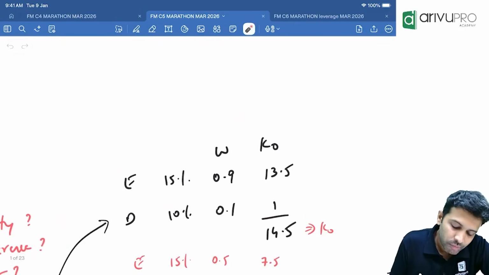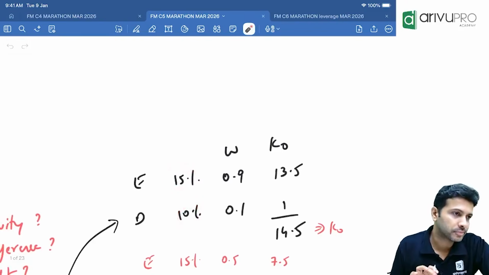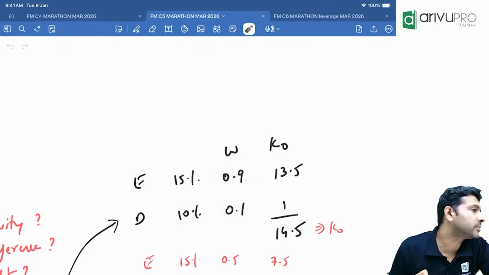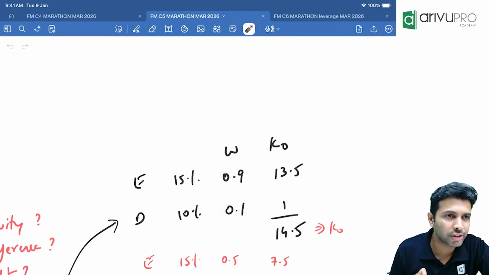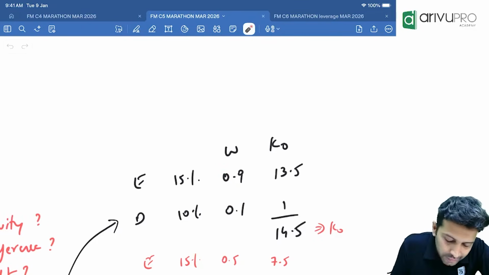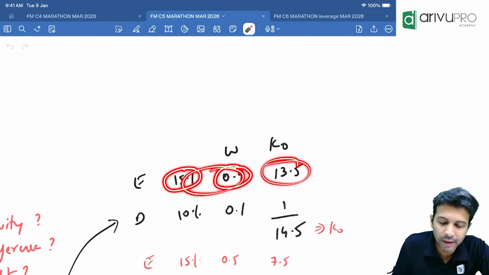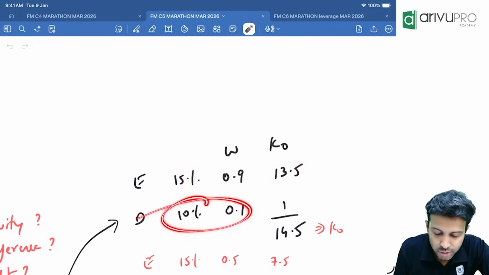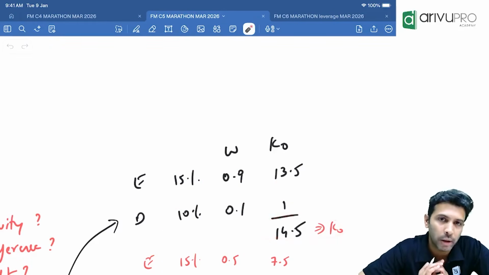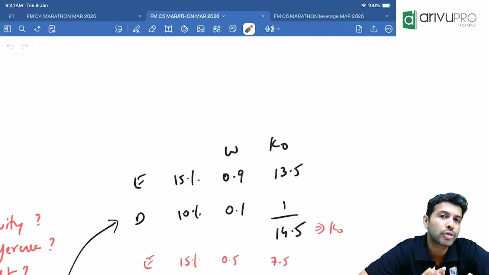Let's say cost of equity is 15%, cost of debt is 10%. Weightage of equity is 90%, weightage of debt is 10%, that is 0.9, 0.1. Calculate Ko for me. How do you calculate Ko? Take that instrument's cost, multiply by that instrument's weight. These two you multiply, 13.5. These two you multiply, 1. What is the overall cost of capital you're getting? 14.5. Easy.